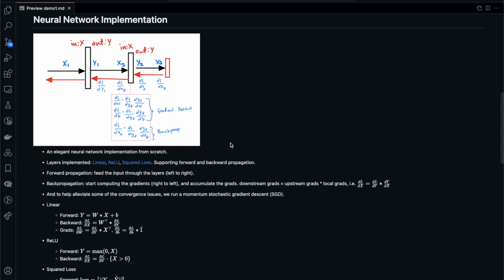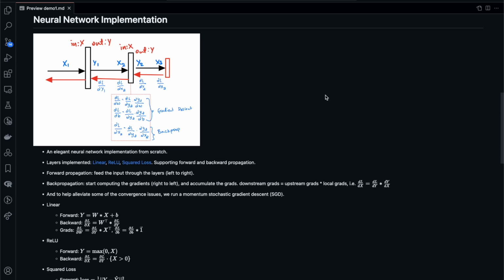So we have an elegant neural network implementation from scratch with the following layers implemented: that would be the linear, ReLU, and squared loss, supporting both forward and backward propagation. In the forward propagation, we go from the left to the right, where each layer receives the output of the previous layer. And in the backward propagation, we propagate the gradients from the right to the left using the chain rule. So basically, it calculates the downstream gradients as a product of the upstream gradients and the local gradients. That is, dL/dx would be dL/dy times dy/dx.